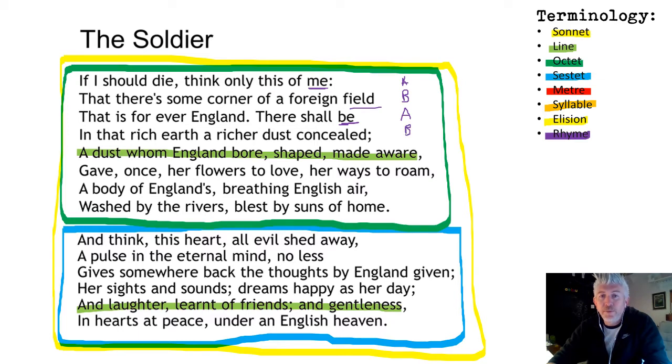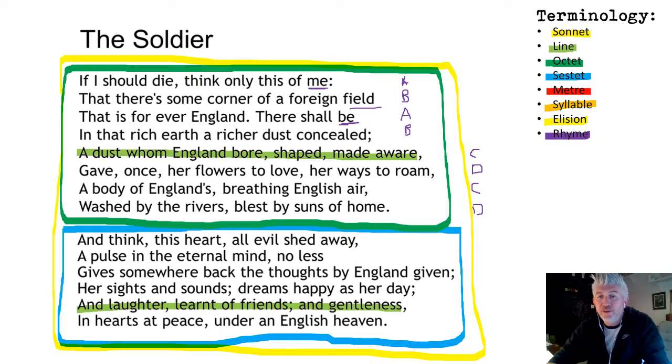So the rhyming pattern in the first four lines goes A, B, A, B. Aware is a new sound that doesn't rhyme with anything that's gone before, so that must be called C. Roam is also a new sound, so that's called D. But air does rhyme with aware, so that's C again. And home does rhyme with roam, so that's D again.